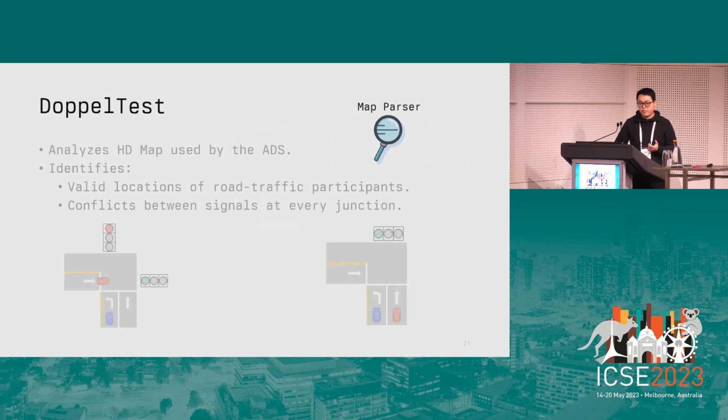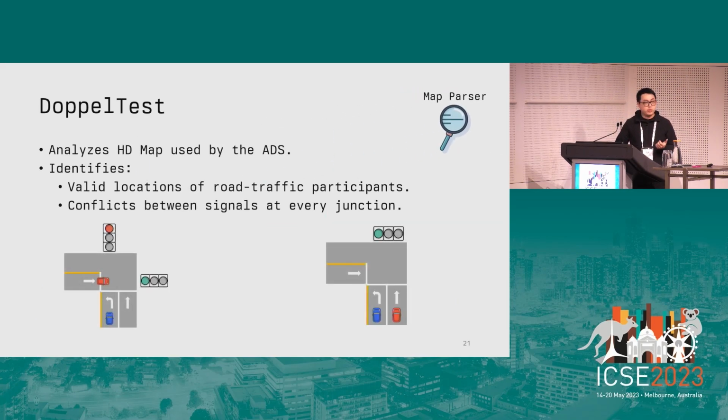We start with the map parser, which analyzes the HD map used by the autonomous driving software. It identifies the valid locations of road traffic participants, and it also analyzes for conflicts between signals at every junction. No prior work focuses on assigning valid traffic signals at junctions. And we try to identify conflicts like the one shown on the left. If the vehicles are coming from these two directions, then signals cannot be green at the same time. And for the image shown on the right, if two cars are coming from these two directions, it's okay for signals to be green for both lanes.